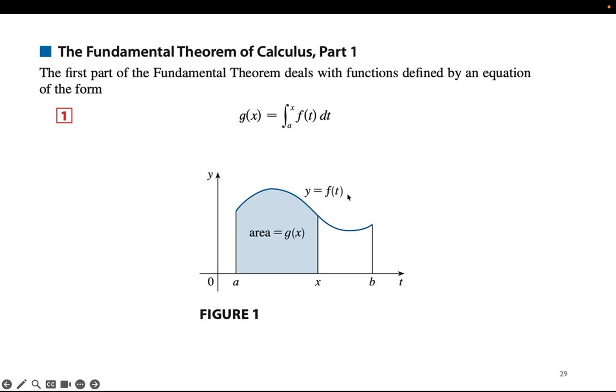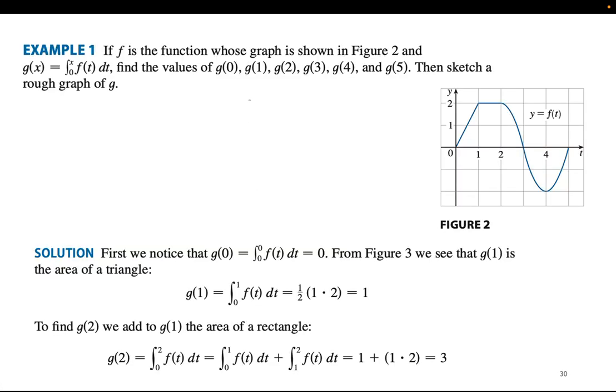So again, given a function f, we define a new function, and this new function is the area function starting at a and ending at x. So let's do some examples here to make sense of this. Let's say this is f of t, and we're going to define g of x to be the definite integral from 0 to x of f of t dt.